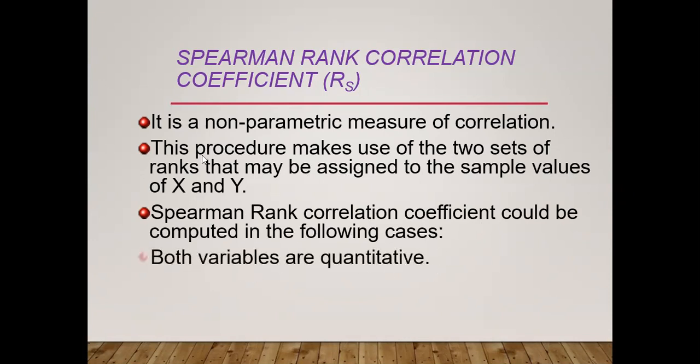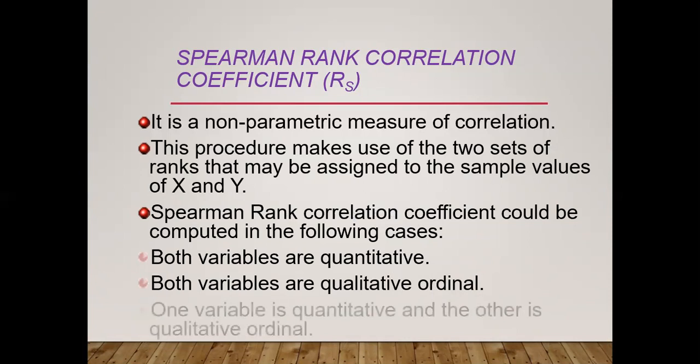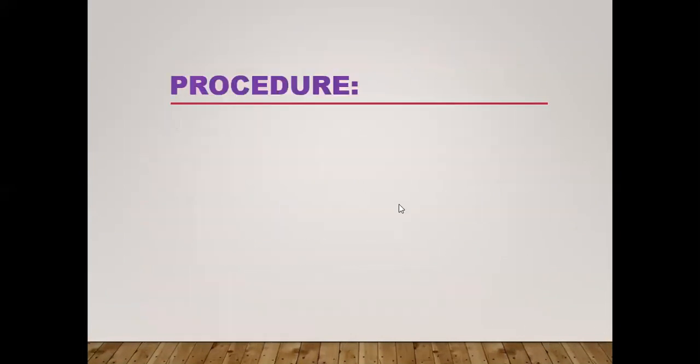Both variables are quantitative, x and y variables are quantitative, meaning numbers like 1, 2, 3, 4. Or both variables are qualitative ordinals. Qualitative ordinal means kind of half quantitative, like when I give grading to my students: first, second, third. It's kind of quantitative, but this is a qualitative ordinal: first grade, second grade, third grade. Or one variable is quantitative and another is qualitative ordinal.